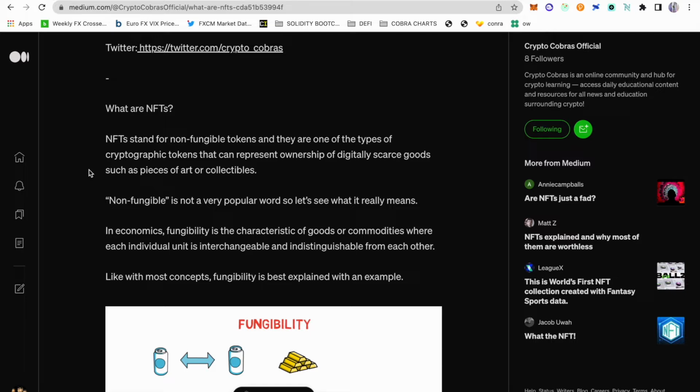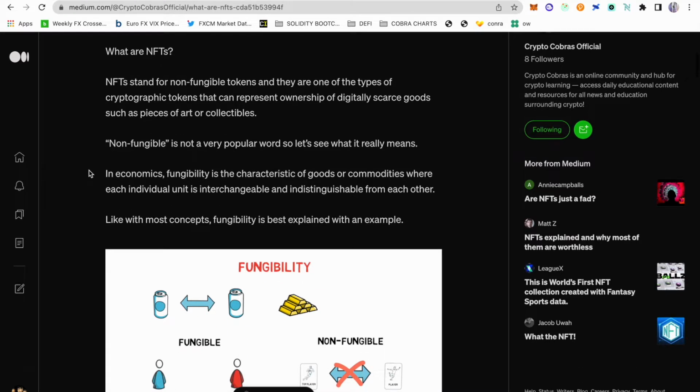So what are NFTs? NFTs stand for non-fungible tokens. They are one of the types of cryptographic tokens that can represent ownership of digital scarce goods, such as pieces of art or collectibles. Non-fungible is not a very popular word, so let's see what it really means.